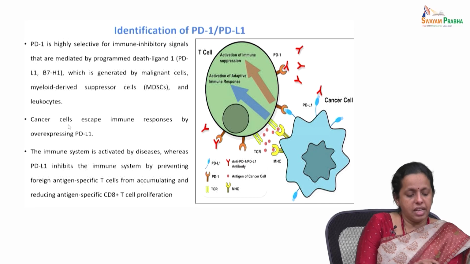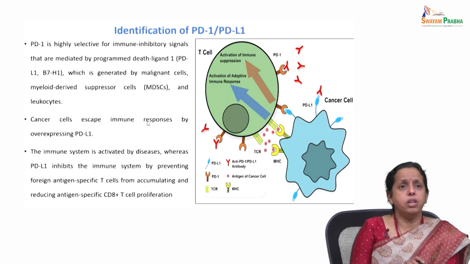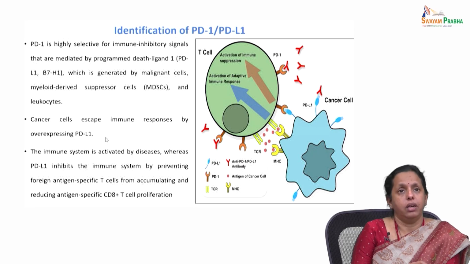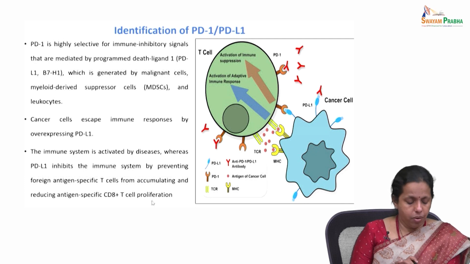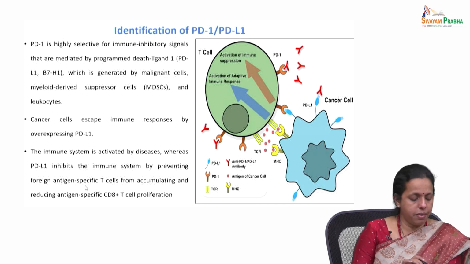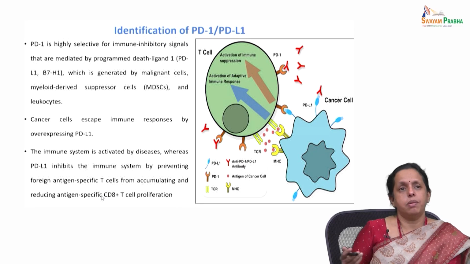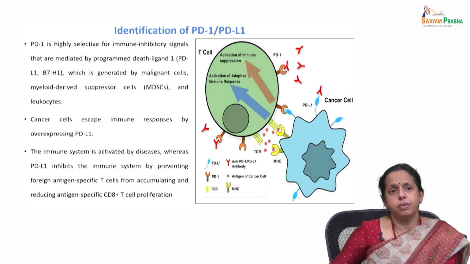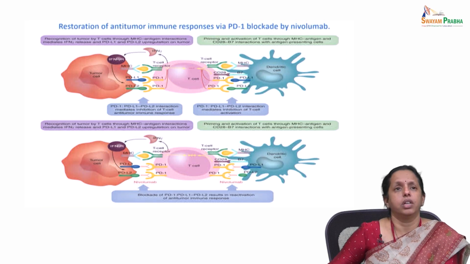Therefore, please note here, how do cancer cells escape the immune response? By overexpressing PD-L1. The immune system is activated not only by diseases, whereas PD-L1 inhibits the immune system by preventing foreign antigen specific T cells from accumulating and reducing antigen specific CD8 T cell proliferation. Please note here, the increase in PD-L1 expressed by these particular cells will inhibit the immune system by preventing foreign antigen specific T cells from accumulating and reducing antigen specific CD8 positive T cell proliferation.